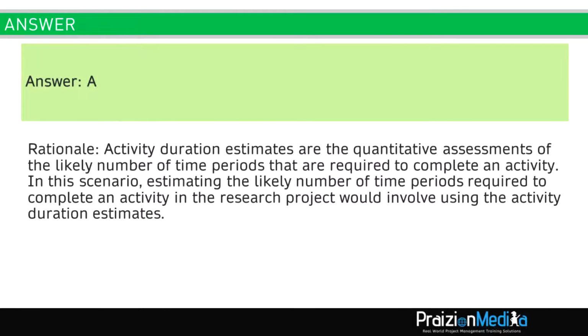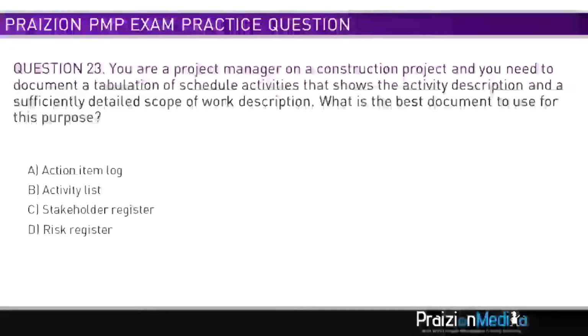Answer: A. Rationale: activity duration estimates are the quantitative assessments of the likely number of time periods that are required to complete an activity. In this scenario, estimating the likely number of time periods required to complete an activity in the research project would involve using the activity duration estimates.